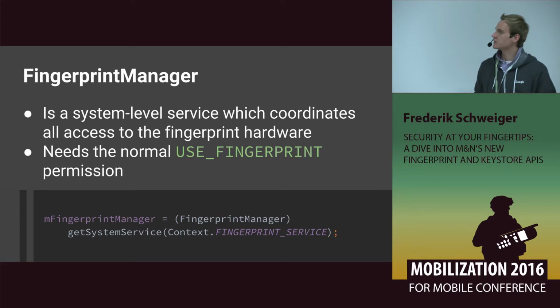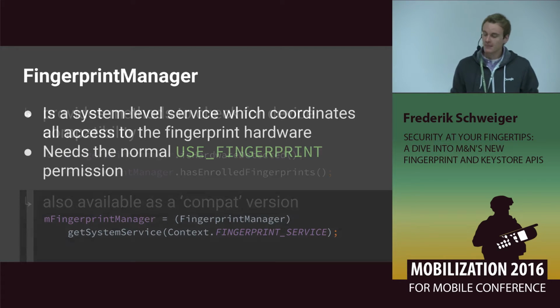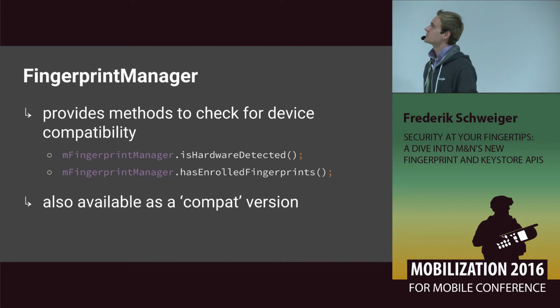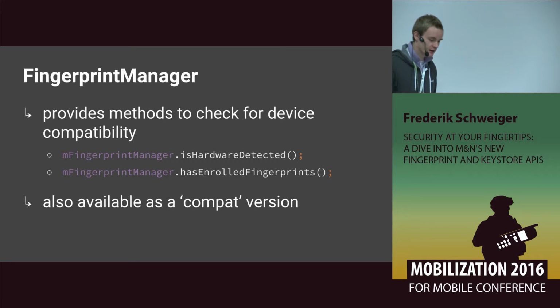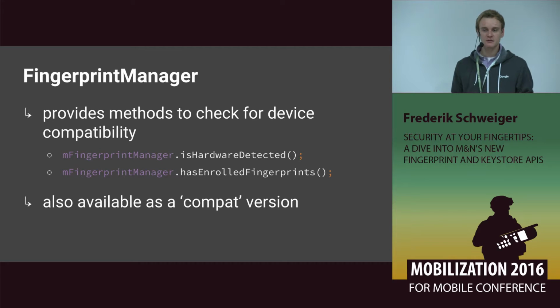Finally, you get it by just getting the system service from the context, the Fingerprint Manager. And it has these two very convenient methods to check for device compatibility: FingerprintManager.isHardwareDetected, or FingerprintManager.hasEnrolledFingerprints. With that you can simply check if the user has enrolled some fingerprints or not, and then just show a dialog or whatever to tell the user he should enroll one if he wants to use the feature in your app.